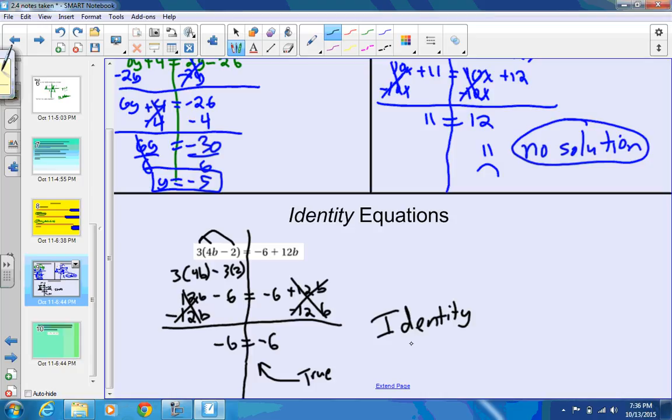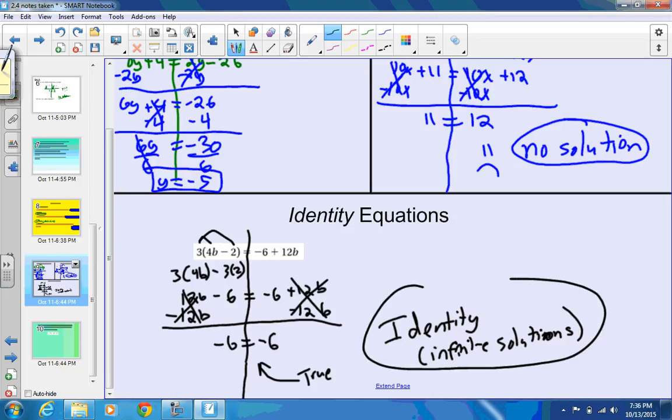Meaning that this is where you can have infinite solutions. So any value that you plug in for b on this one, any value that you plug in for b would work for this one. You can plug in 6 for b, as long as you plug in the 6 for both b's. If you plug in 1 for both b's, it'll work. Anything you plug in for both of the b's, it will work out. So you have an identity situation.